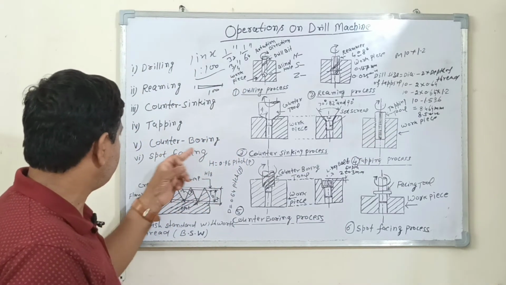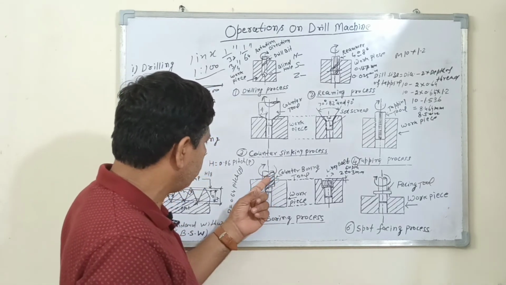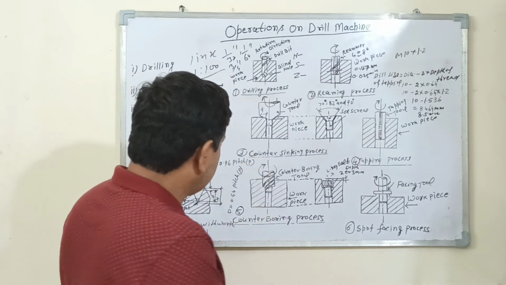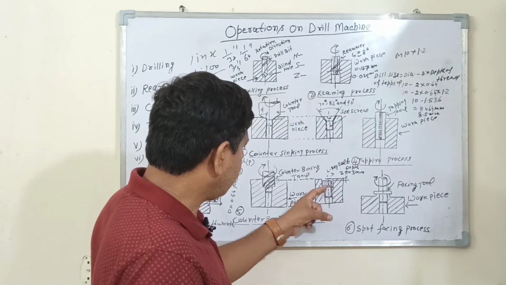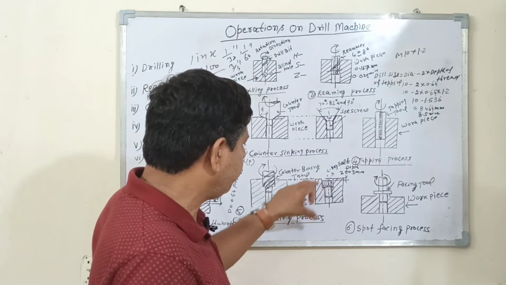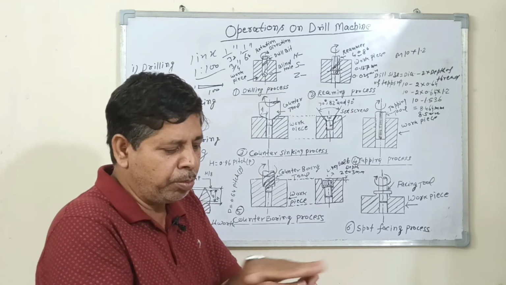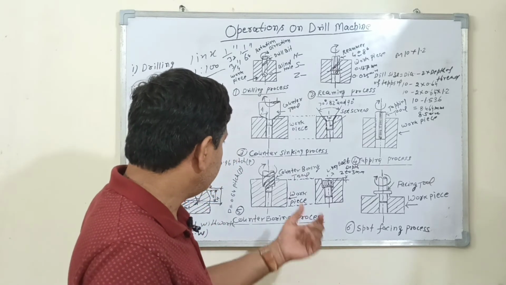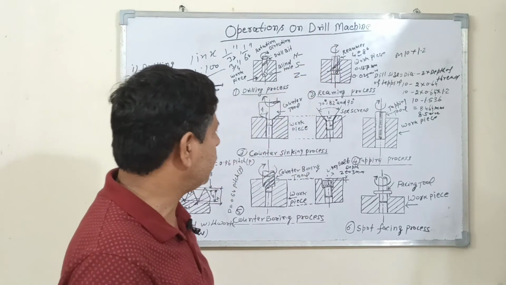Fifth operation is counter boring. This is the counter boring tool. It moves in an anti-clockwise direction. This tool performs this type of figure like this. This figure is generally used to set the Allen key bolt. This type of process is used when two bodies are moved over to each other without any fault. So the counter boring process is performed on a drilling machine.